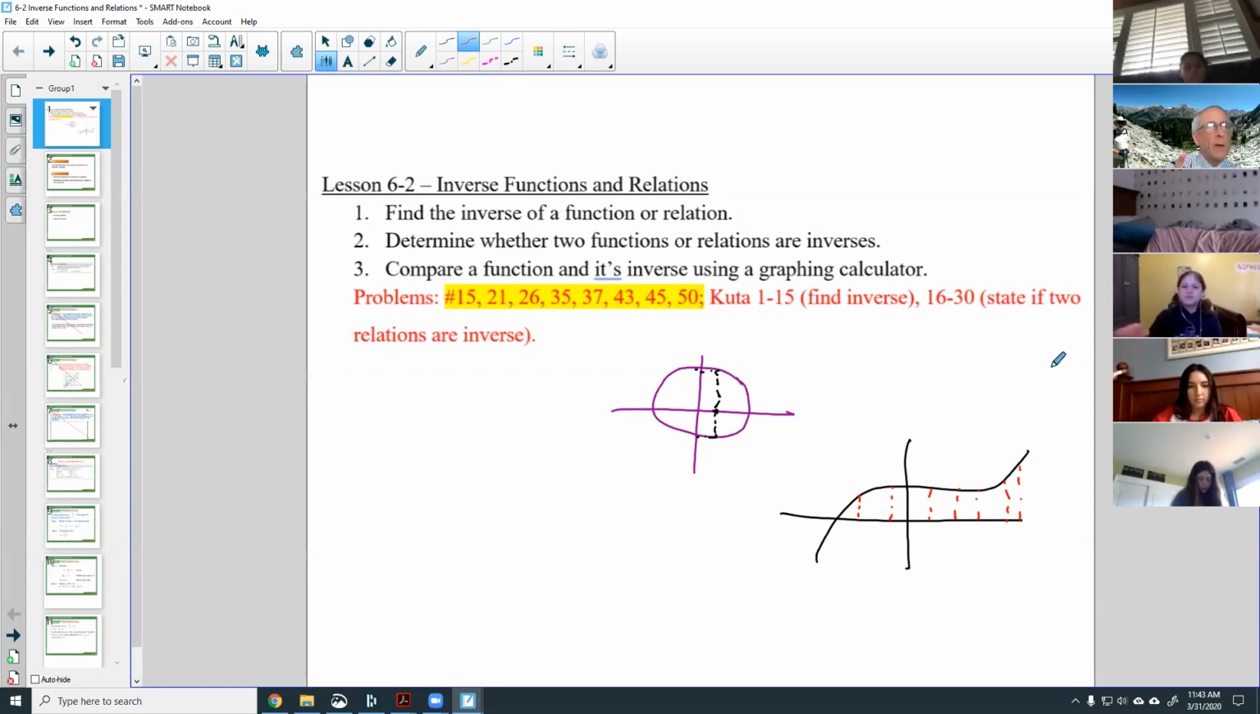So on a graph, now I know you know this, how do I prove that something is a function? There's a test, what's it called? The vertical line test. It's a vertical line test.